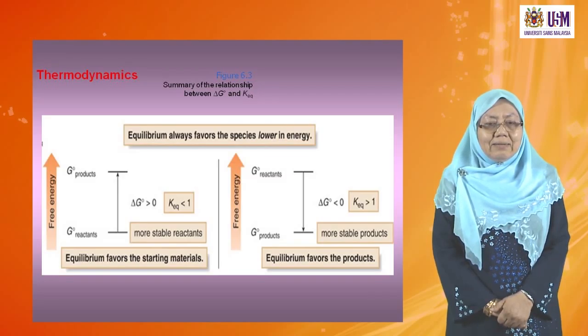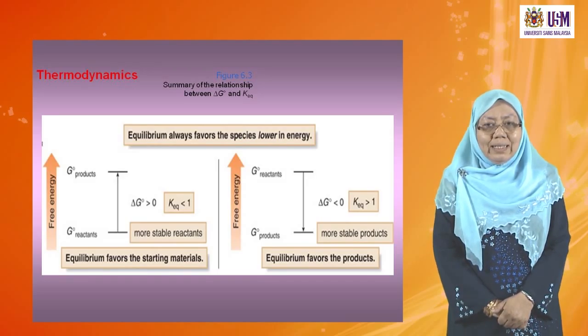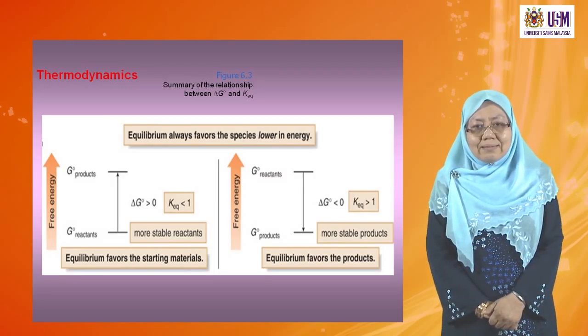In the second, on the right side, we can see that the products are lower in energy than the reactants. So delta G naught is less than 0 and the equilibrium constant is more than 1. And since the products are more stable, the equilibrium favors the products.